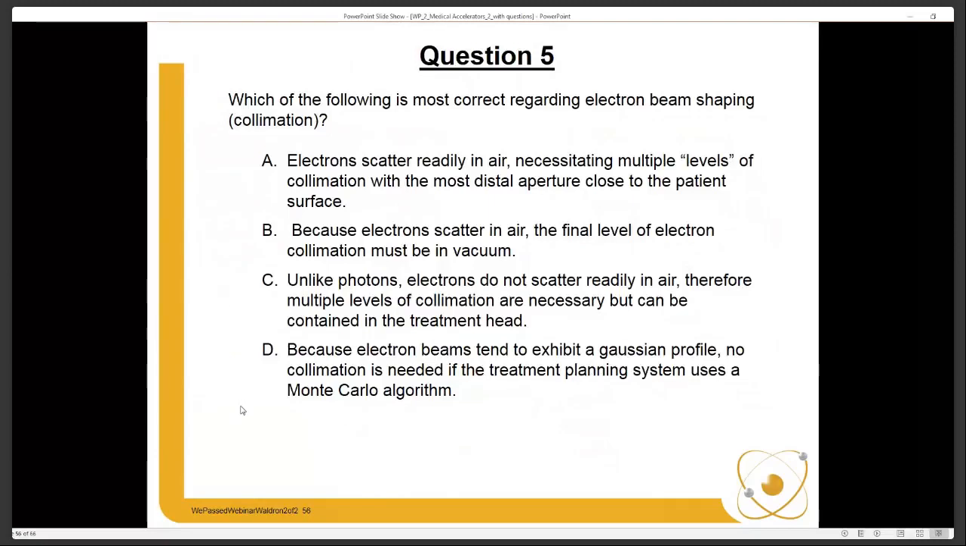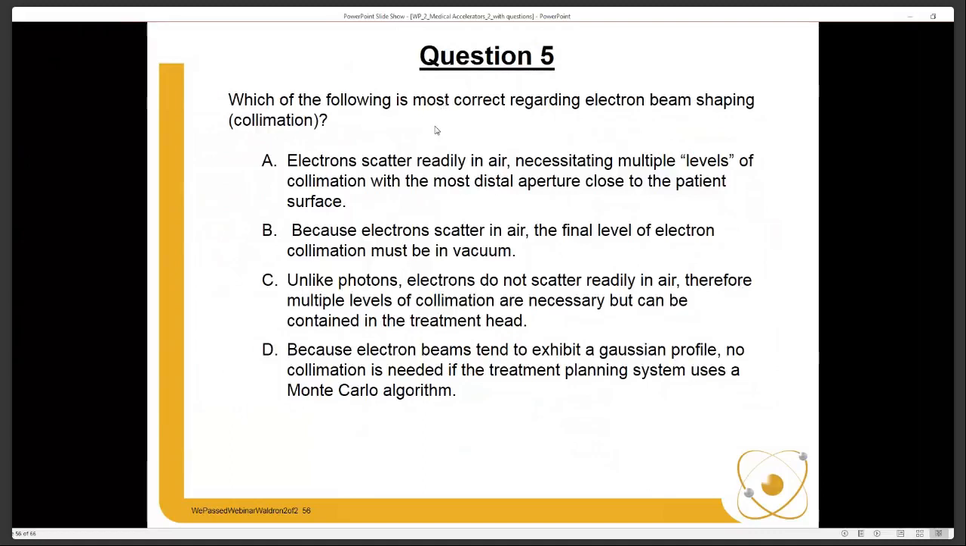So here's question 5. Okay, great. You can go ahead and answer the poll on the left-hand side of your screen. This will be our last poll question for the evening, so make sure to join in and give an answer, and then we will go over all of the answers in just a moment. Tim, you can go over the question if you'd like. Okay, which of the following is most correct regarding electron beam shaping?